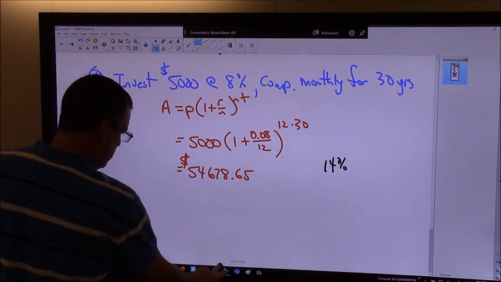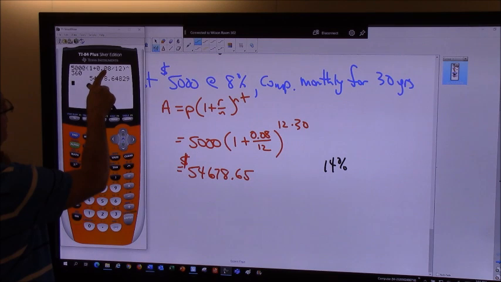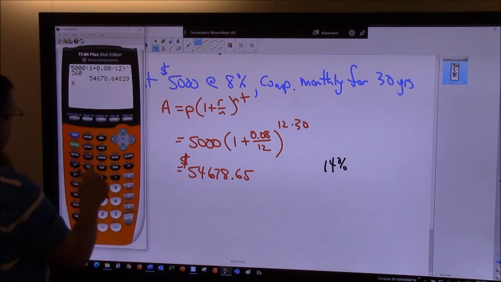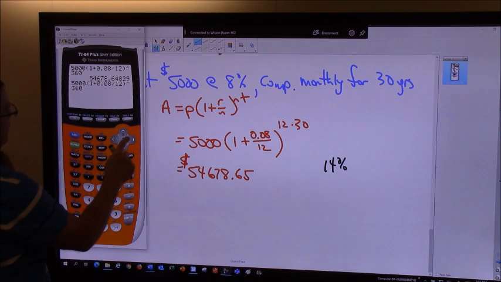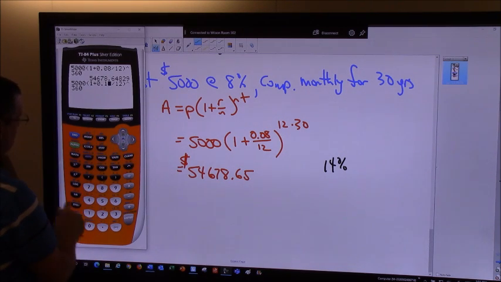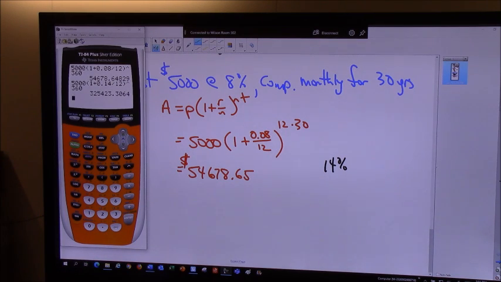Let's go back and change this. So I'm going to change my 0.08 to 0.14. I'm going to go second enter, it brings the whole thing back, and then I'll arrow up to here, and right there I'm going to go 1.4. How much of a difference did that make? Oh, okay, now we're talking.